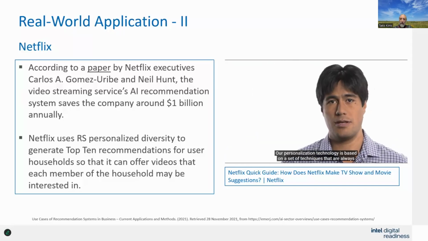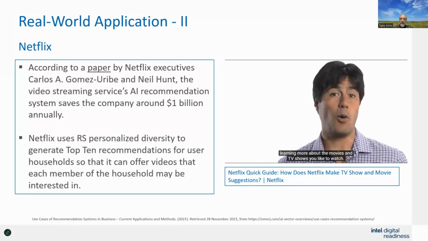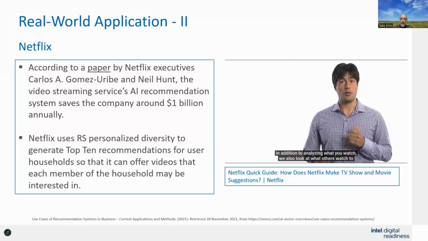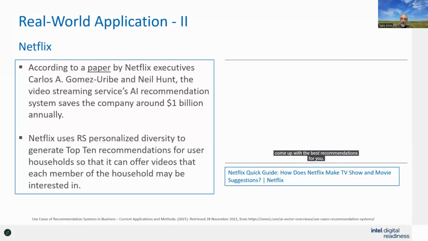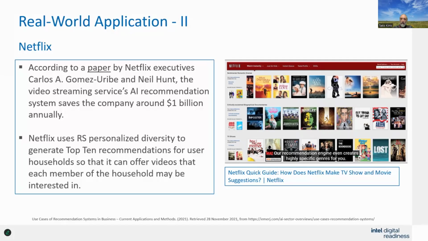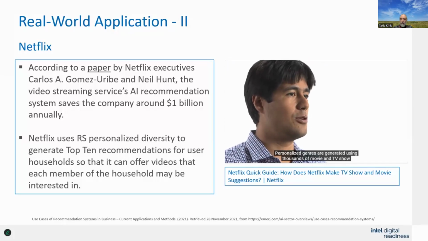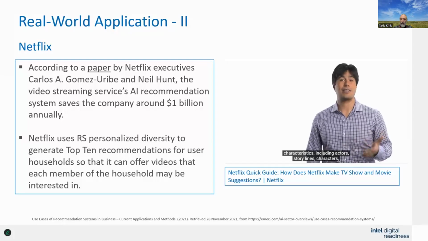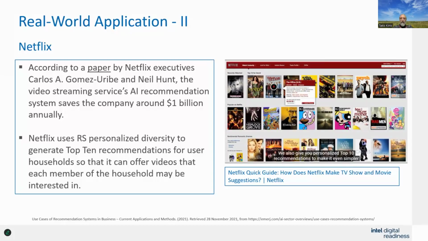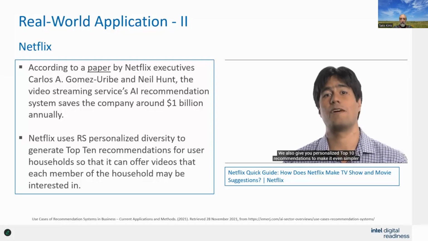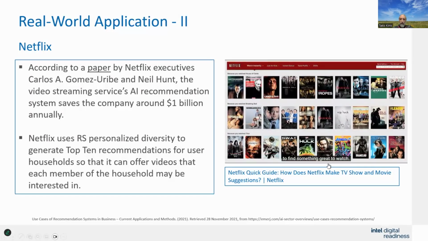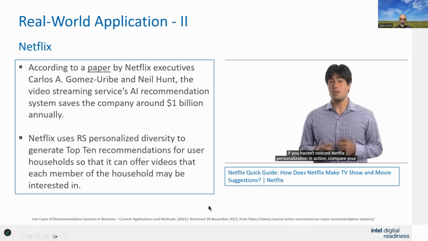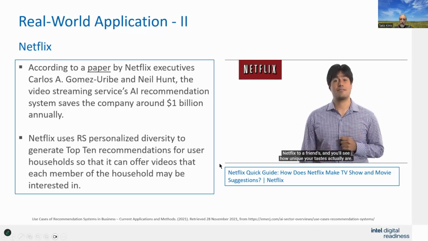Our personalization technology is based on a set of techniques that are always learning more about the movies and TV shows you like to watch. In addition to analyzing what you watch, we also look at what others watch to come up with the best recommendations for you. Our recommendation engine even creates highly specific genres for you. Personalized genres are generated using thousands of movie and TV show characteristics, including actors, storylines, characters, and time periods. We also give you personalized top 10 recommendations to make it even simpler to find something great to watch. There are also rows of recommendations based on specific shows you've watched. If you haven't noticed Netflix personalization in action, compare your Netflix to a friend's, and you'll see how unique your tastes actually are.